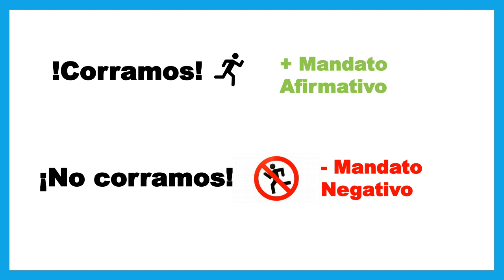All right, so in each of our videos, I've always reminded you about knowing the difference between un mandato afirmativo and un mandato negativo, and I'm going to do that again today because it's really important. So here you can see that we form affirmative and negative commands in the same way. So corramos is let's run, and then no corramos is let's not run, all right?